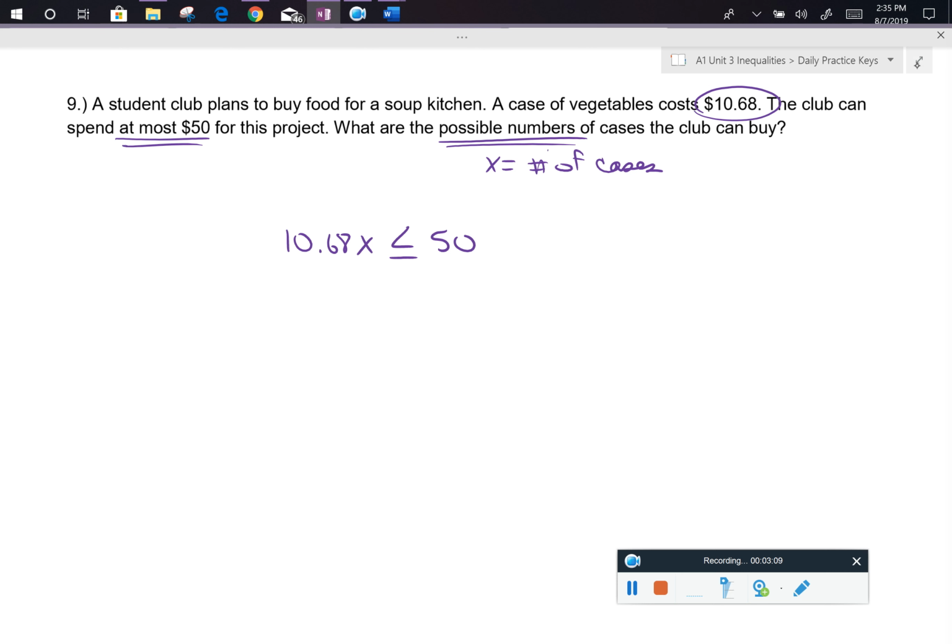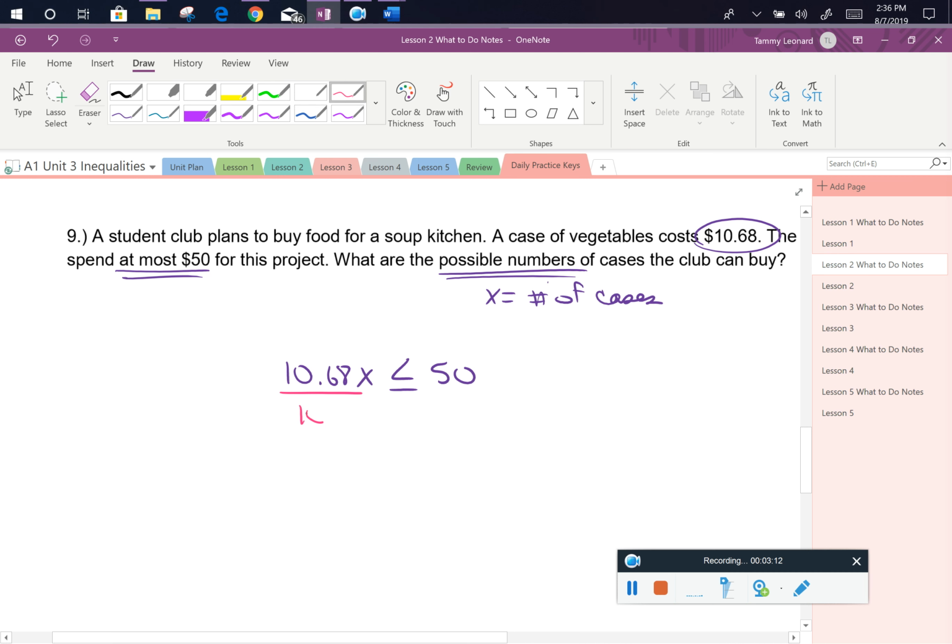We can divide both sides of our inequality by $10.68. And we'll see that x is less than or equal to 4.68. But chances are, if we're purchasing vegetables by the case, we probably can't buy 0.68 of a case. So that means we're going to have to say that we can buy up to 4 cases.